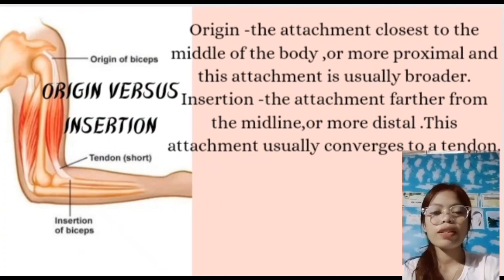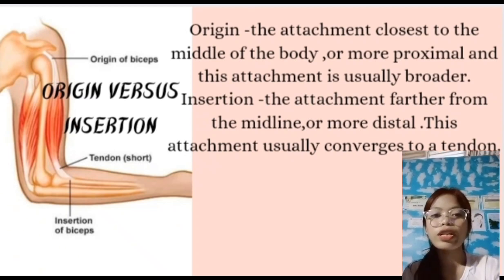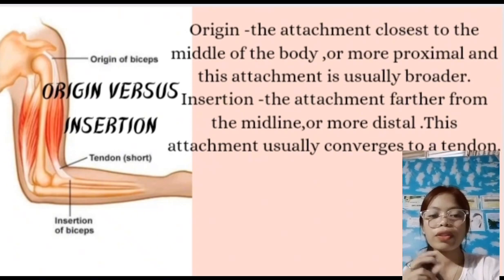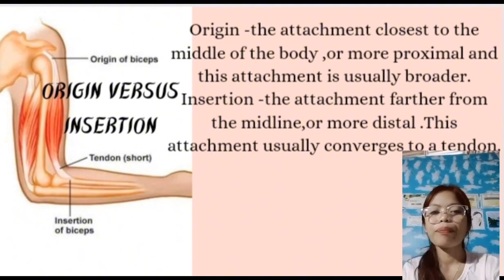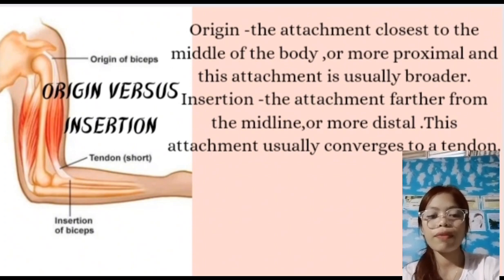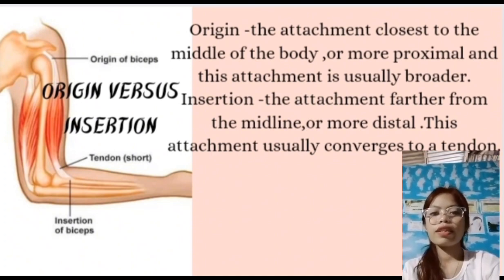So the second one is origin versus insertion. So first is origin. The origin of a muscle is the attachment point that is closer to the midline or center of the body. It is typically more proximal and has a broader attachment. This provides stability, a strong foundation, and a larger surface area for muscle fibers to attach, allowing for efficient and controlled movements. So next is insertion.